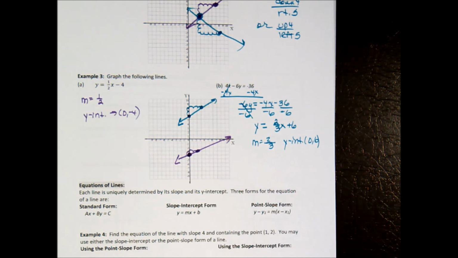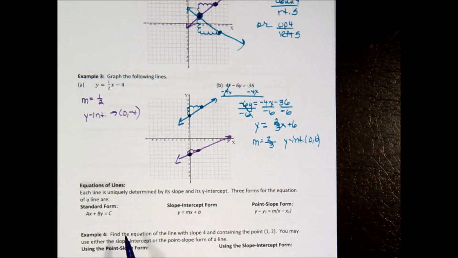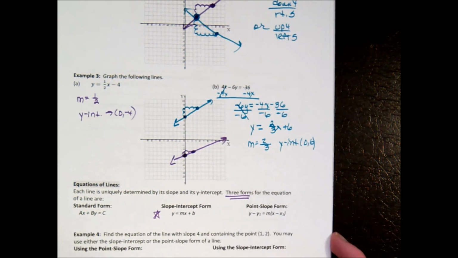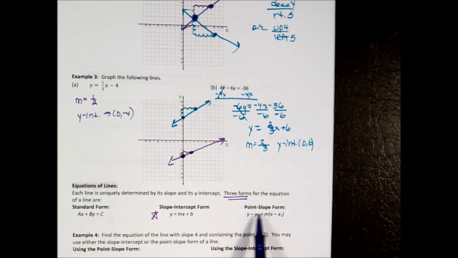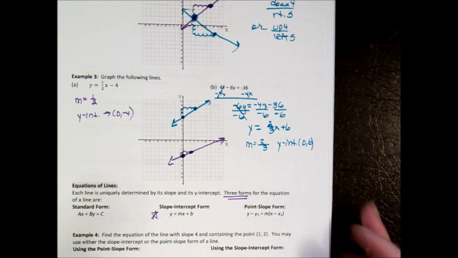All right, at the bottom, you're going to see some information about equations of lines. It says each line is uniquely determined by its slope and its y-intercept, and there are 3 forms for the equation of a line. The first one is standard form, where you have ax plus by equals c. The next one, the one I use the most, is slope-intercept form, y equals mx plus b. And the one that I don't use a lot, but it is handy sometimes, is the point-slope form, y minus y1 equals m times x minus x1. Now I'm going to give you some examples with each of these. Let's bring this up so you can see.